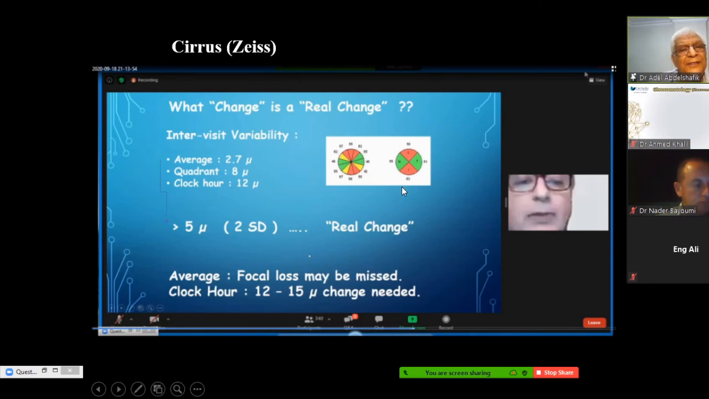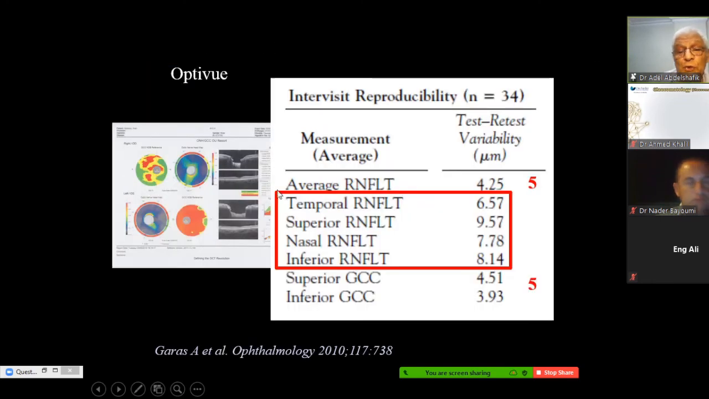Let me complicate things for you. For the OptiView, this is one of the articles on the net. For the average, you need at least 5. For the superior and the inferior ganglion cell complex, you need 5. For the quadrants, you need something between 7 and 10. But this is one of the studies. If you search for another study, you will get some different numbers.